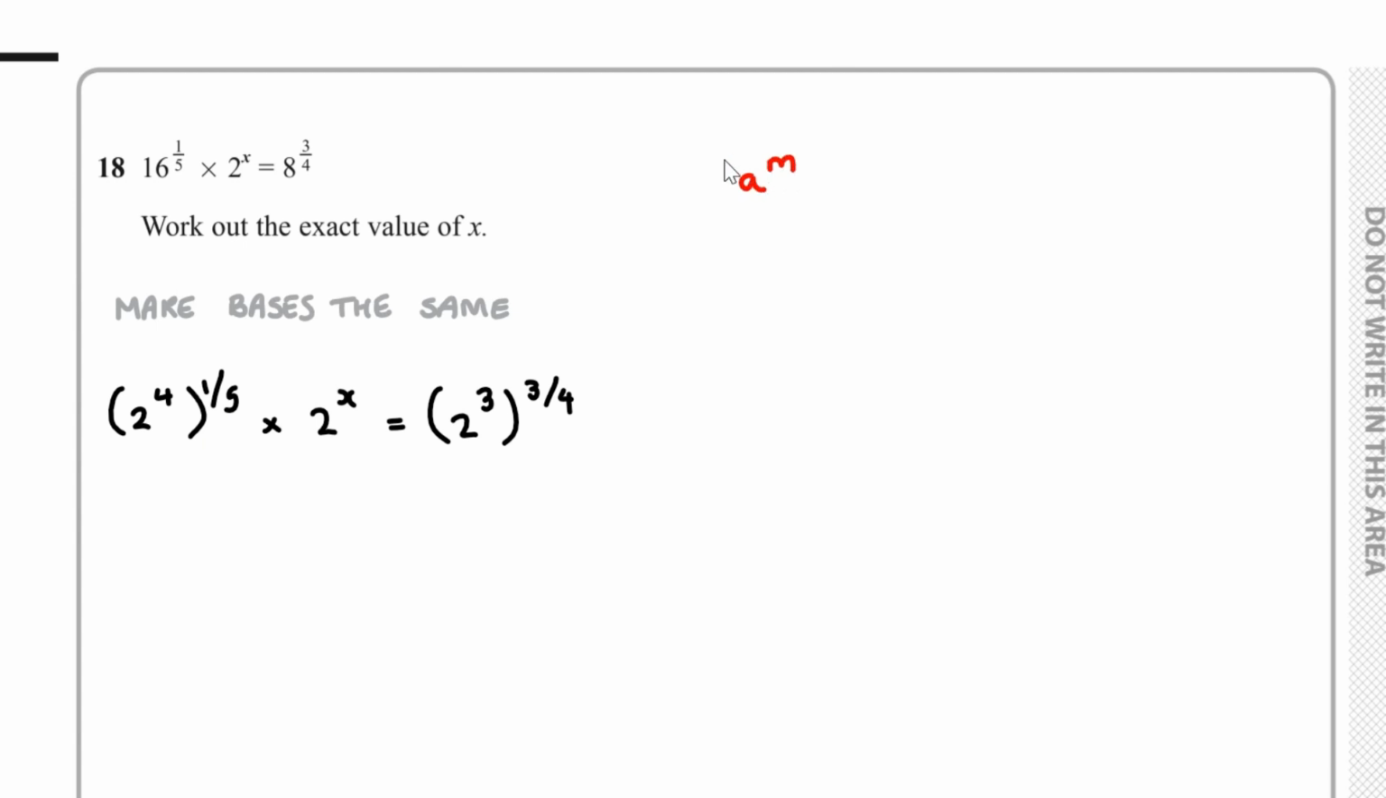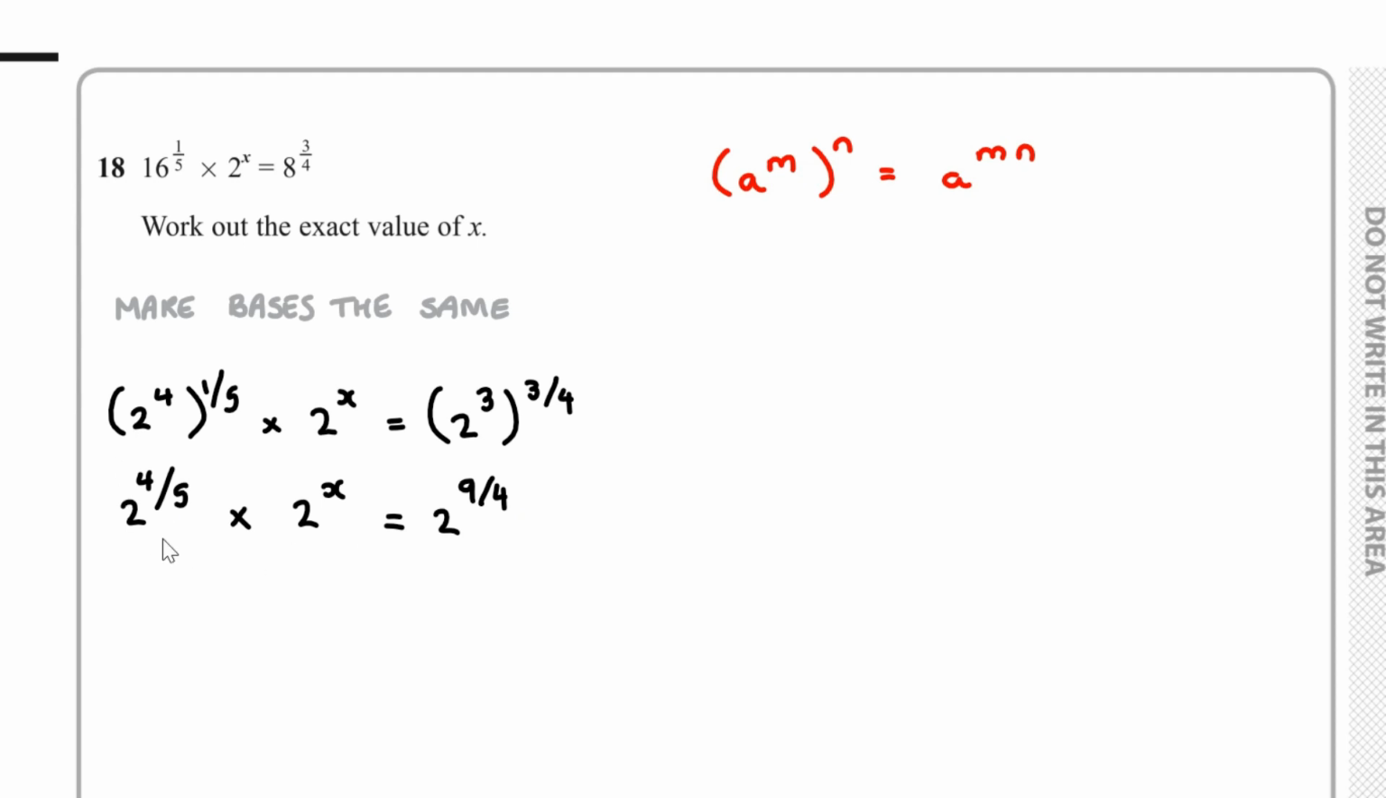A to the power of m to the power of n is equal to a to the power of mn. We multiply the powers when we have a base to a power to another power. So 2 to the power of 4 to the power of 1/5 will be 2 to the power of 4 times 1/5, which is 4/5. We then multiply this by 2 to the power of x, and this is equal to 2 to the power of 3 to the power of 3/4, again using the rule here. This is the same as 2 to the power of 9/4.